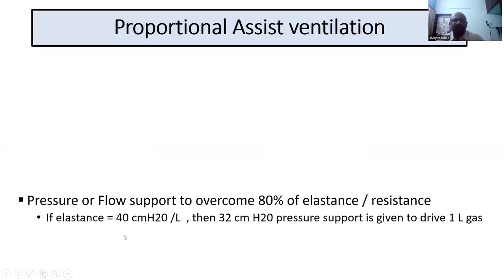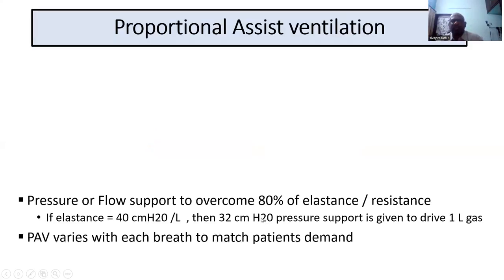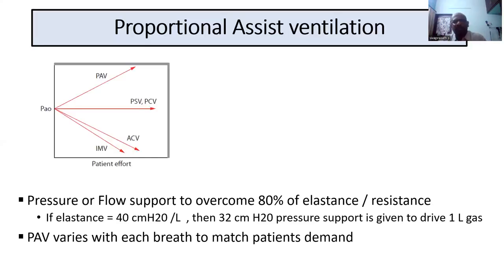Suppose the machine delivers a breath, and it finds the elastance to be 40 centimeters of water. To deliver 1 liter of gas, it will need 32 centimeters of water. That is how it goes. PAV varies from breath to breath to match the patient's demands. So this pressure support, the pressure high, will keep on varying in response to the inspiratory demand the patient has. If he has more demand, the pressure support also will increase.